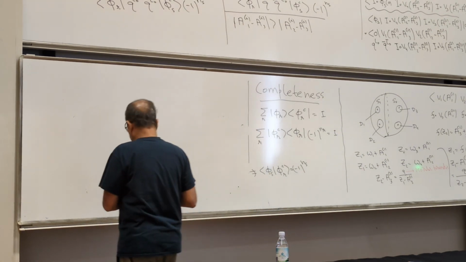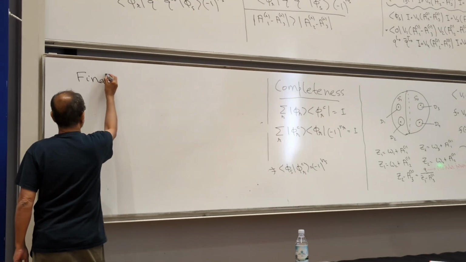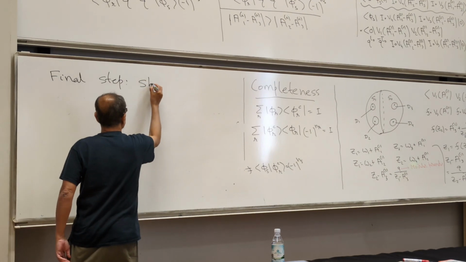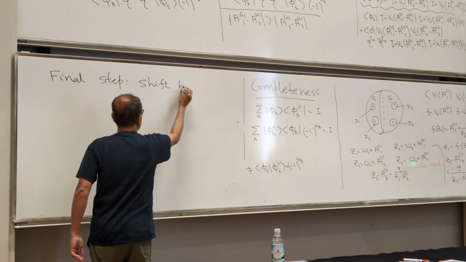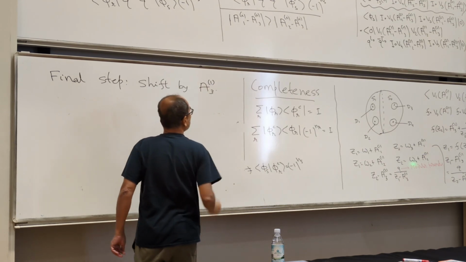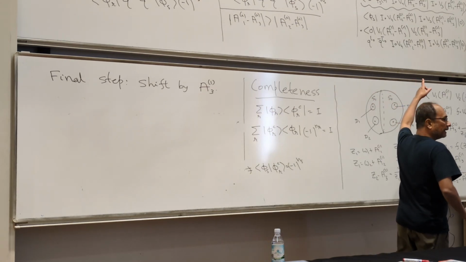And then the final step is to shift by a13. Okay, so that v1 of a11 minus a13 becomes v1 of a11.